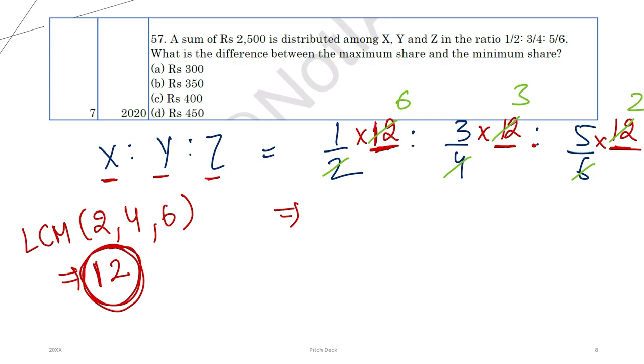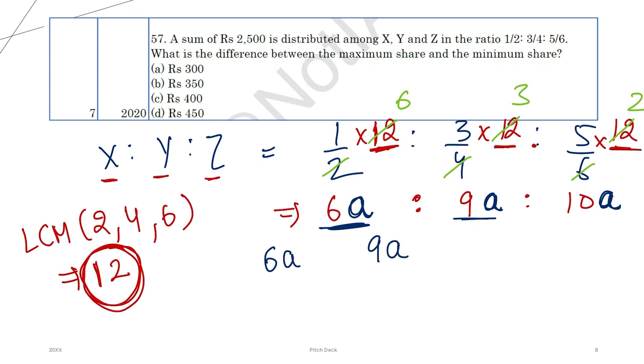So 6 into 1 is 6, 3 threes are 9, and 5 twos are 10. The three ratios are in the form 6, 9 and 10. Now this is just a simplification of step number 1. Now the sum is to be distributed, right? I have already told you, multiplying each by any quantity does not alter the ratio. So how much money has x got? He has got 6a. How much has y got? He has got 9a. How much has the third person got? He has got 10a. So this is the money got by x, y and z.